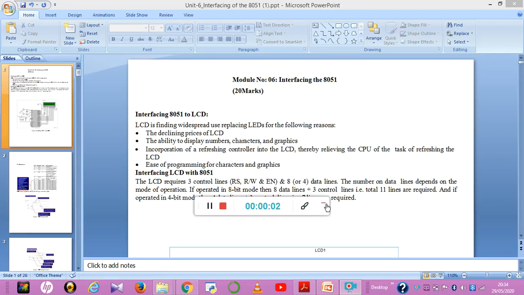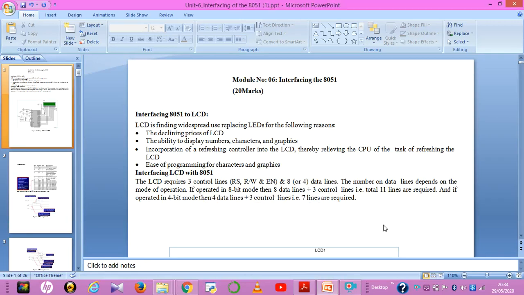Hi everyone. Now I'm going to explain Module number 6, interfacing the 8051. It covers a total of 20 marks. Now we'll see how you are going to interface the 8051 with different peripherals.